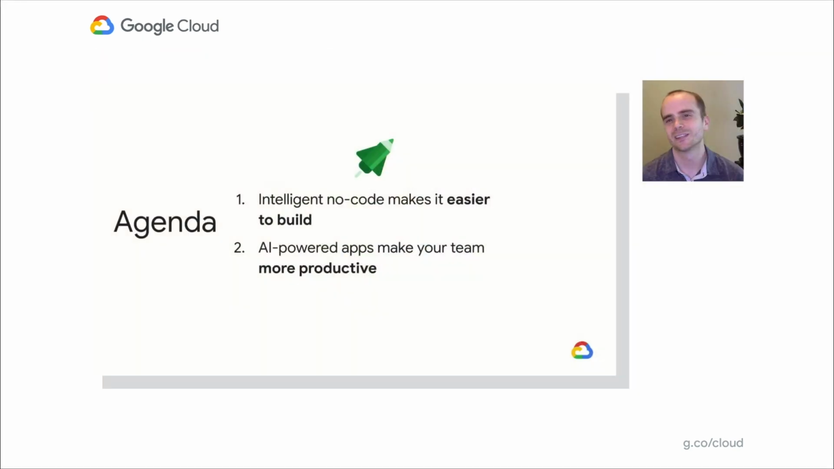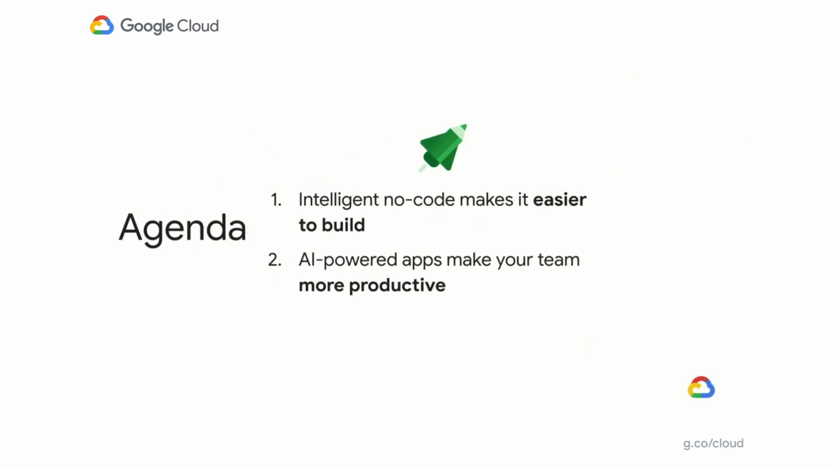So today we're going to walk through the basics of how to build an application without writing code in order to digitize a common business process. After we do that, we're going to look at a few ways to make the app intelligent and even more efficient by adding machine learning to it.